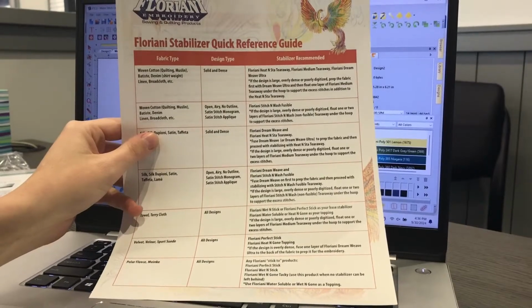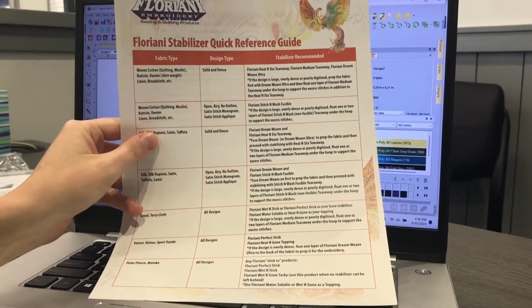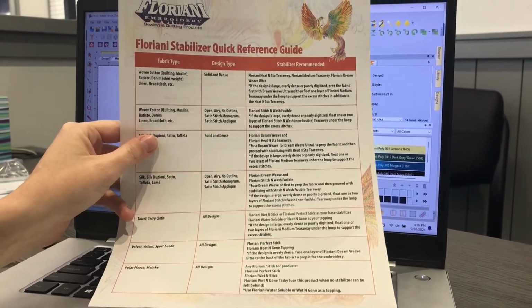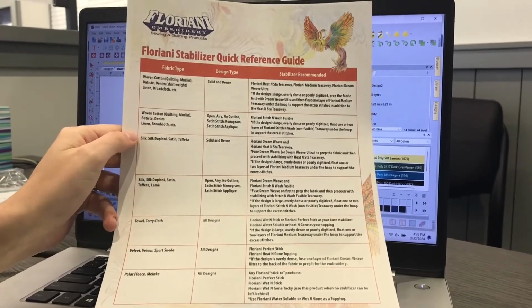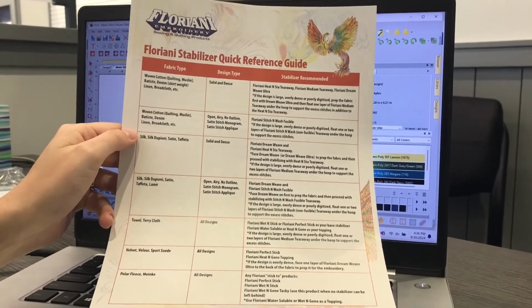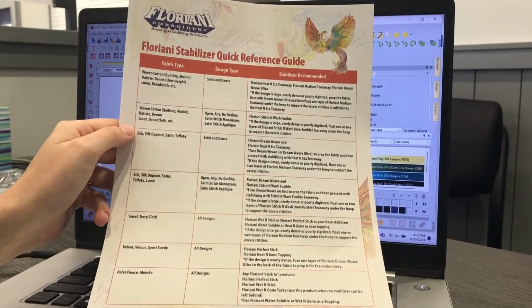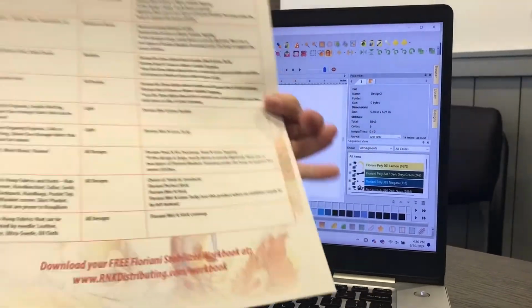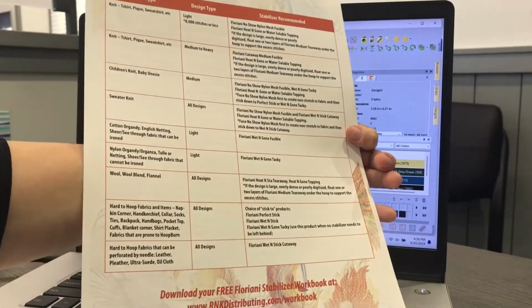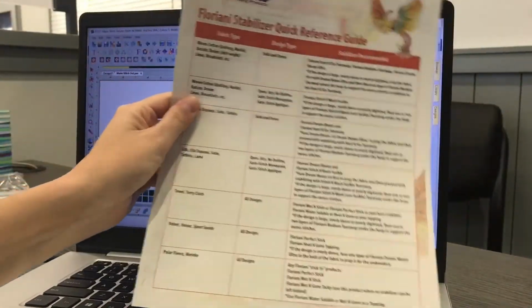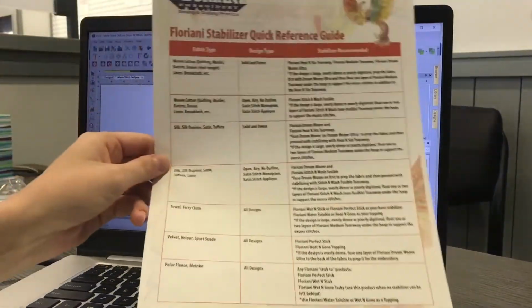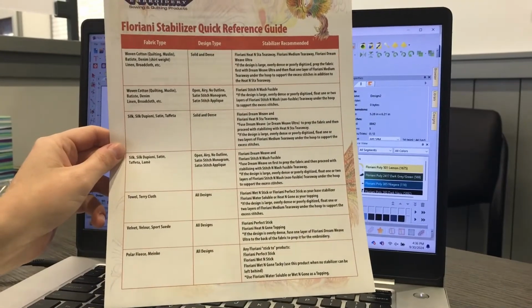This is a Floriani Stabilizer Quick Reference Guide, and one thing I like about it is this is a great little handout that we have available. You can also find it on the Floriani website, and it tells you about fabric type, design type, and the recommended stabilizer. But if you go into Floriani, it will also tell you the recommended stabilizer. That's true. If you run it through Save to Sew, it gives you your stabilizer recommendations.